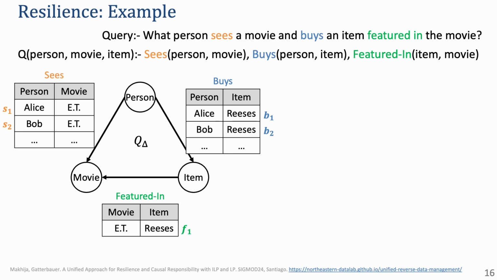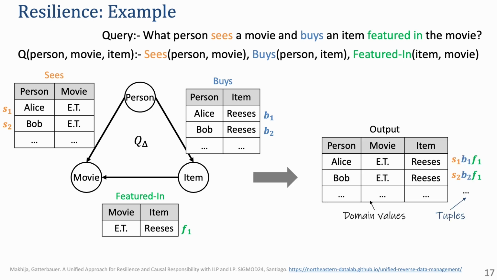We can populate all the tables with some default information and get some output based on joining the keys that are the same. So person has to be the same value in Sees and Buys, and then we can join these. We also assign each tuple a tuple ID, and then each output row is essentially a combination of the tuple IDs that were joined together.